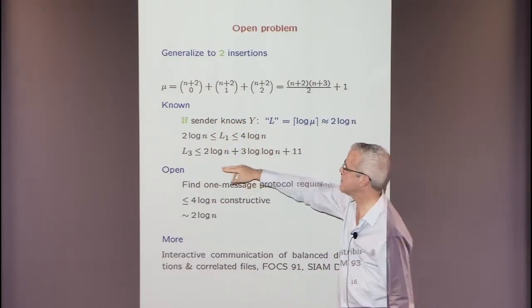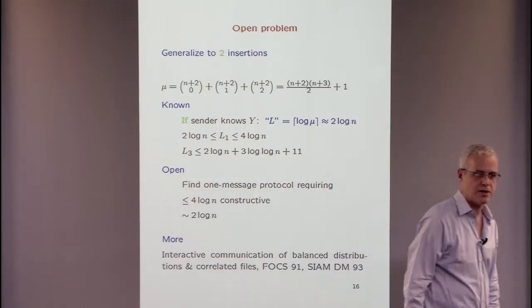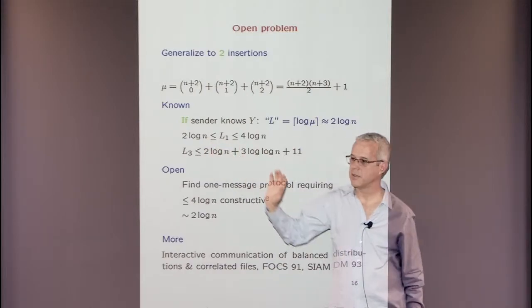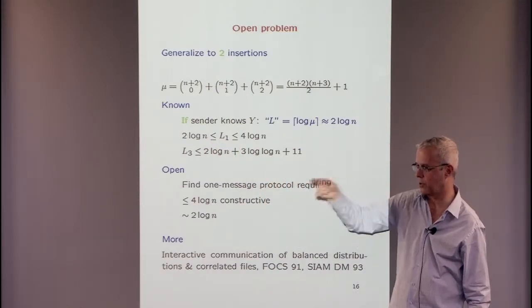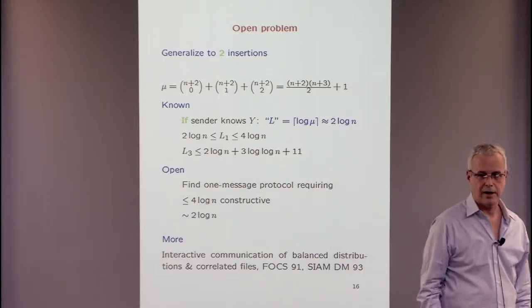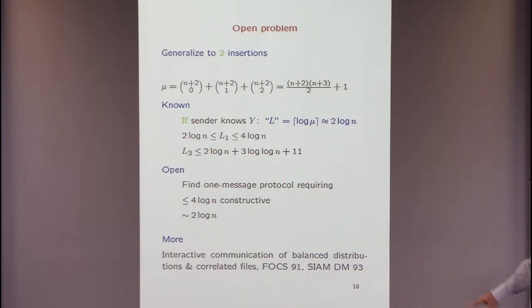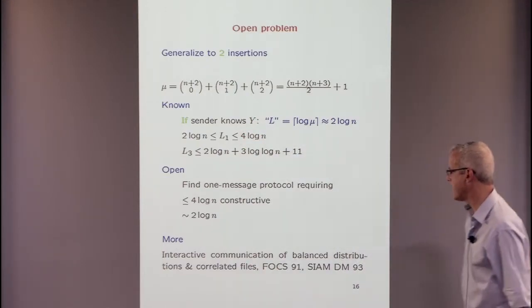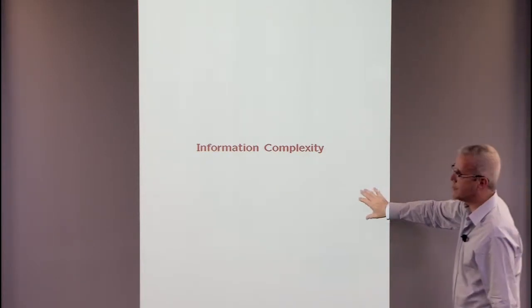A little less difficult to show is that if you allow 3 messages, then you can get to the right number. 3 messages, going once and returning once, you can get to the right number up to a logarithmic additive number. And the question is whether there's a one-way protocol that achieves, say, the upper bound or so on. Okay. Second topic, information complexity.